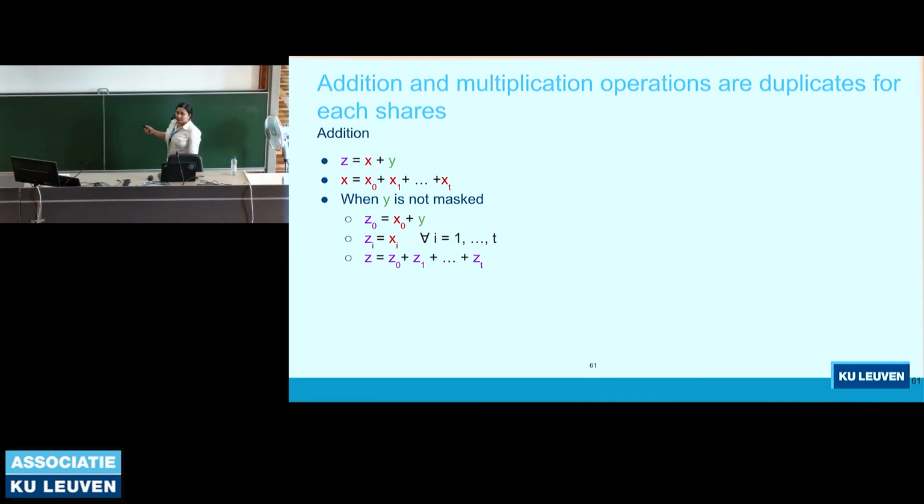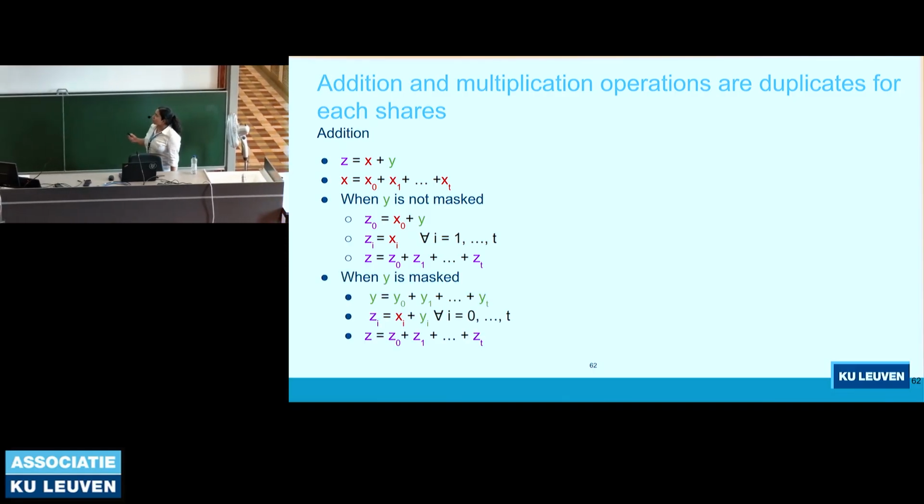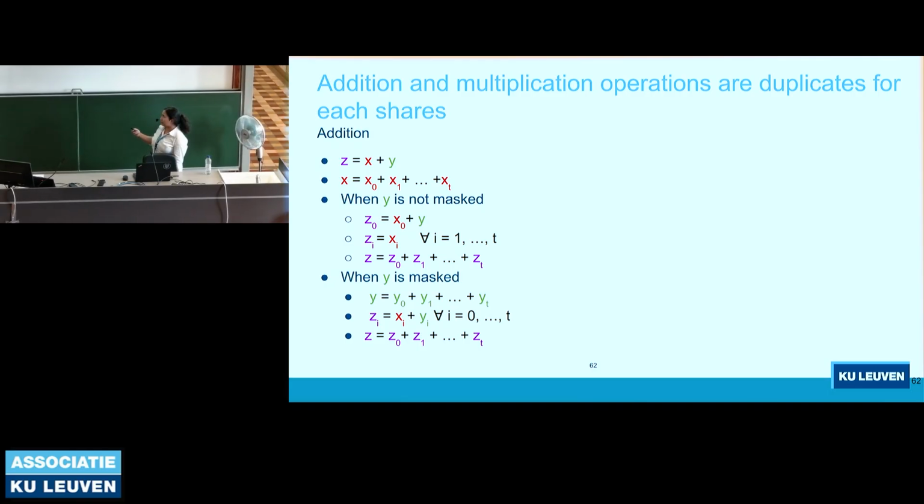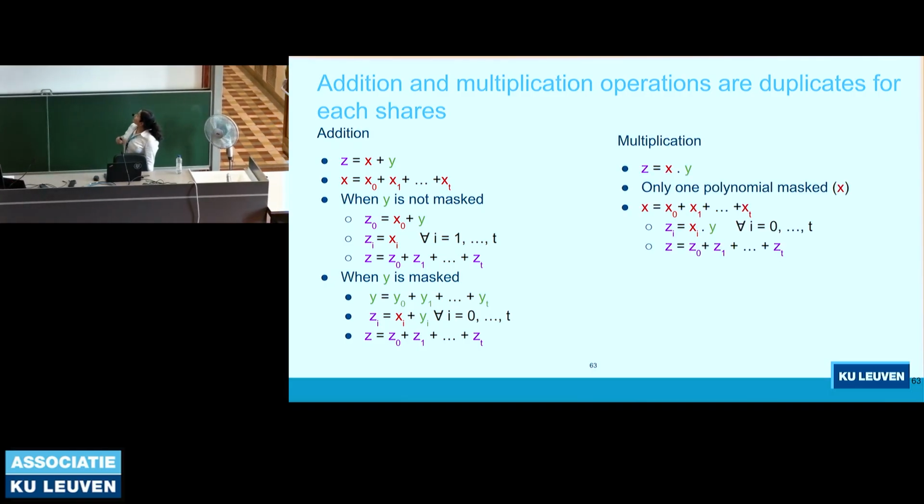However, it's very simple, right? And that remains simple even if we have to mask Y, because we can just do Xi plus Yi for all of them. It also remains simple for multiplication when we have to mask only one of the operands. However, it becomes tricky when we have to mask both of them.